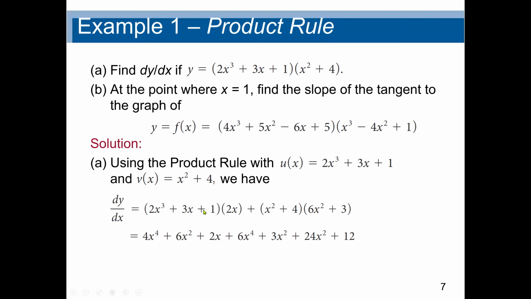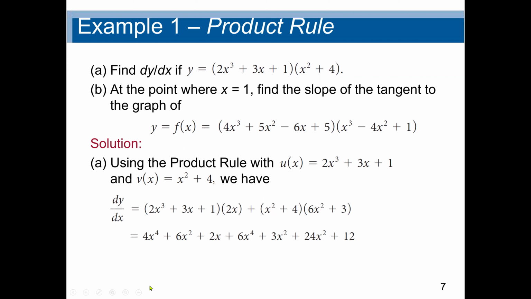So we multiply 2s by the 3 terms here, and we get 4s to the power 4 plus 6s squared plus 2x. Then we multiply the 2 binomial here, then we get 6s to the power 4 plus 3x squared, then 4 will give me 24x squared. 4 times 3 will give me 12.